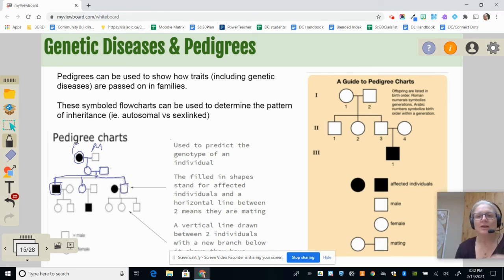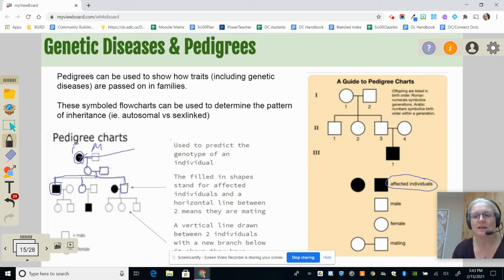Alrighty. Now, if any of these squares or circles are shaded in solid, that means they are affected. They're an affected individual. So whatever you're looking at in that pedigree chart, if you're looking at a disease, or just a trait like widow's peak, if you have the widow's peak, you have the affection, you're going to be shaded in that color.